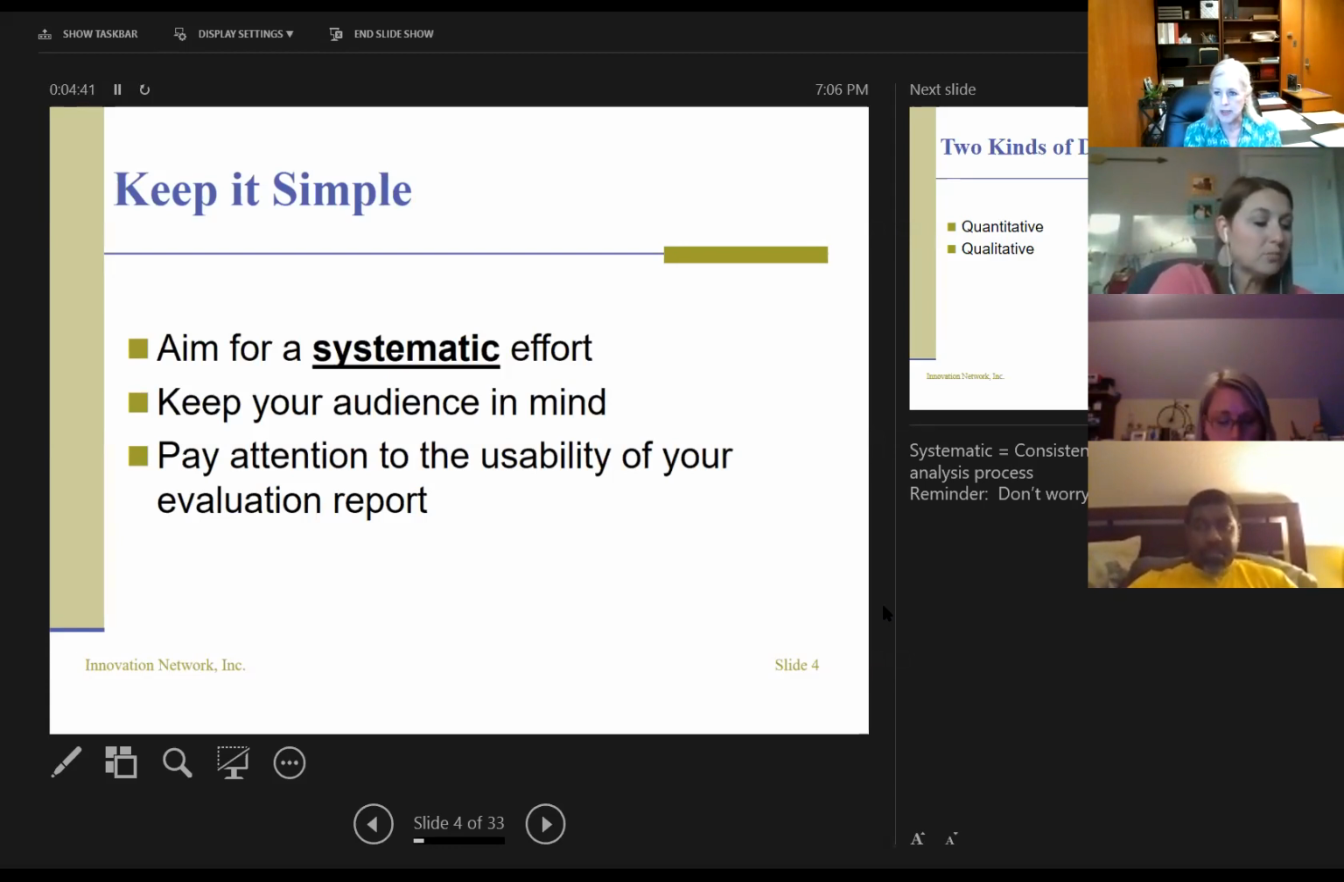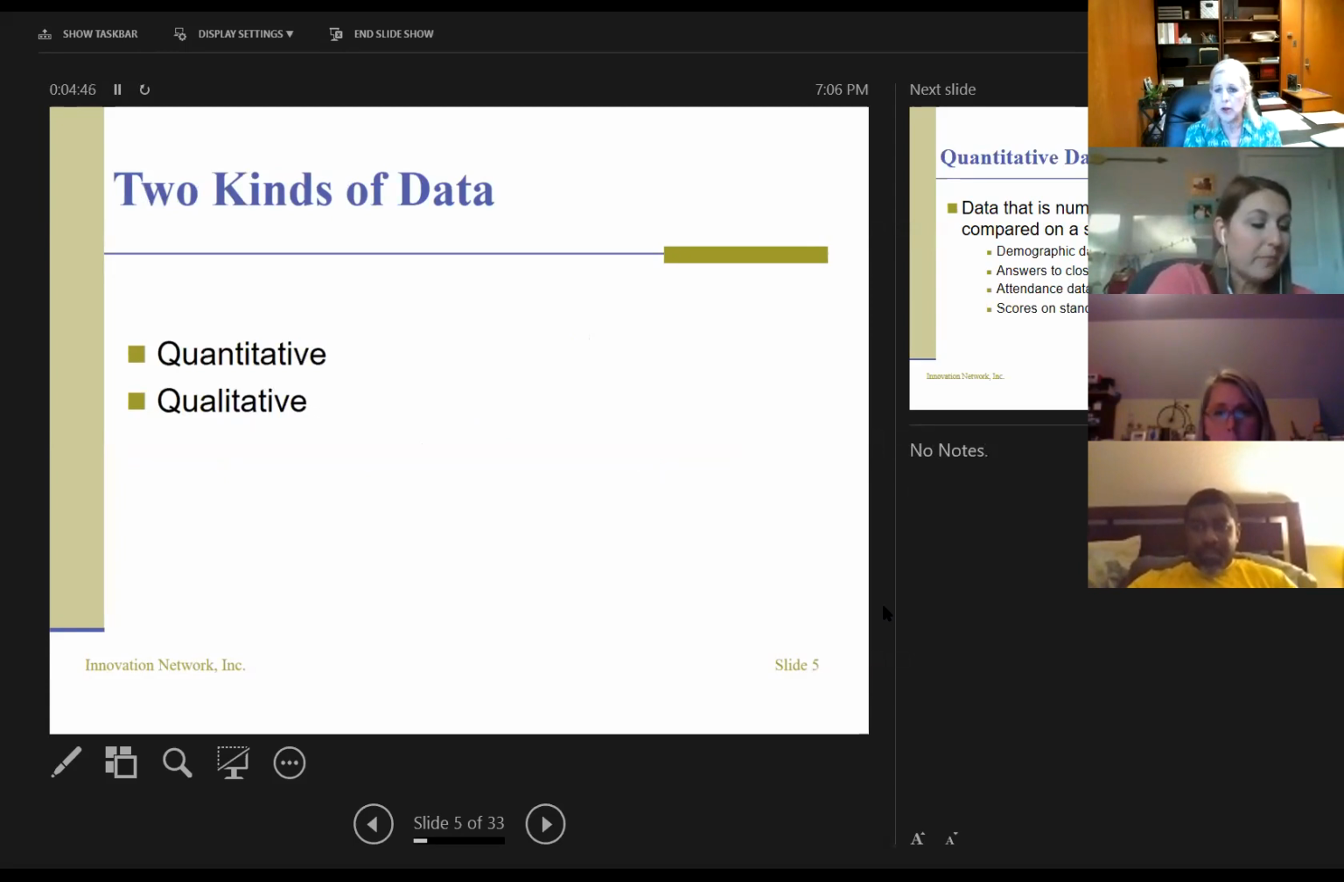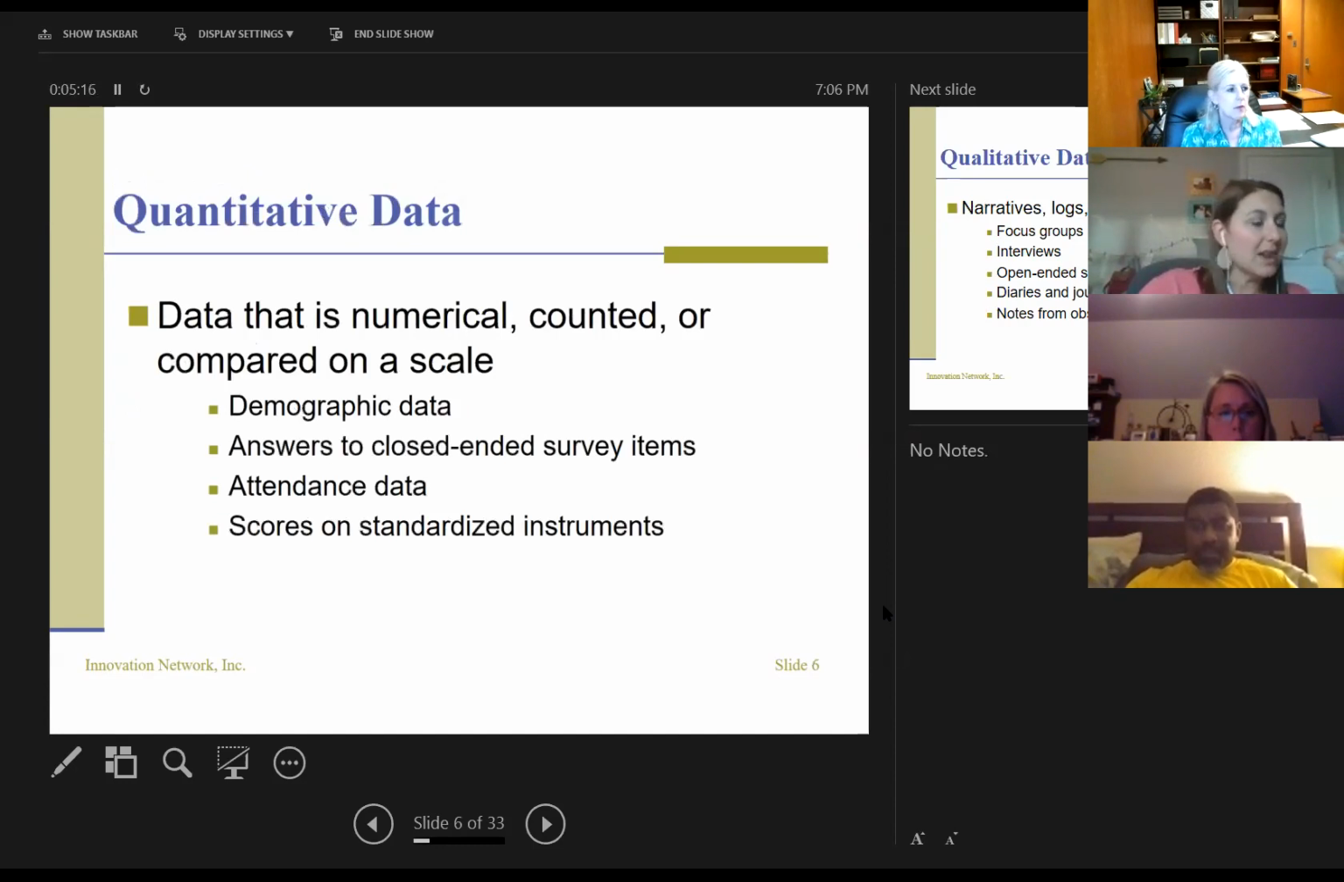Now, there's two kinds of data, quantitative and qualitative. Primarily for the purpose of this analysis, we are looking at quantitative data. Qualitative data is when you get maybe some survey results, things like that. Quantitative is basically numerical. Both kinds of data are used in research. Quite frankly, I think it's easier to deal with quantitative data than qualitative if you want to really get into the nitty-gritty of research. So data is numerical. It can be counted or compared. So it might include things like demographic data or closed-ended survey items, attendance, scores on standardized instruments. Those are all examples of quantitative data.